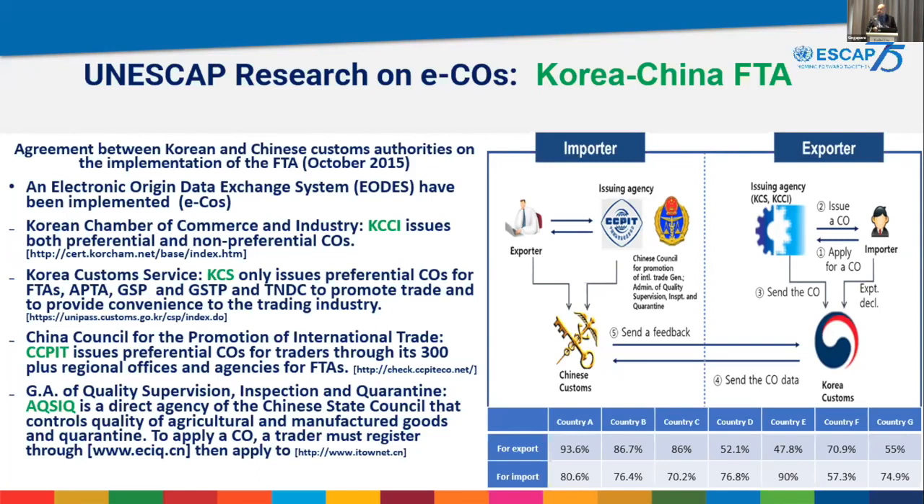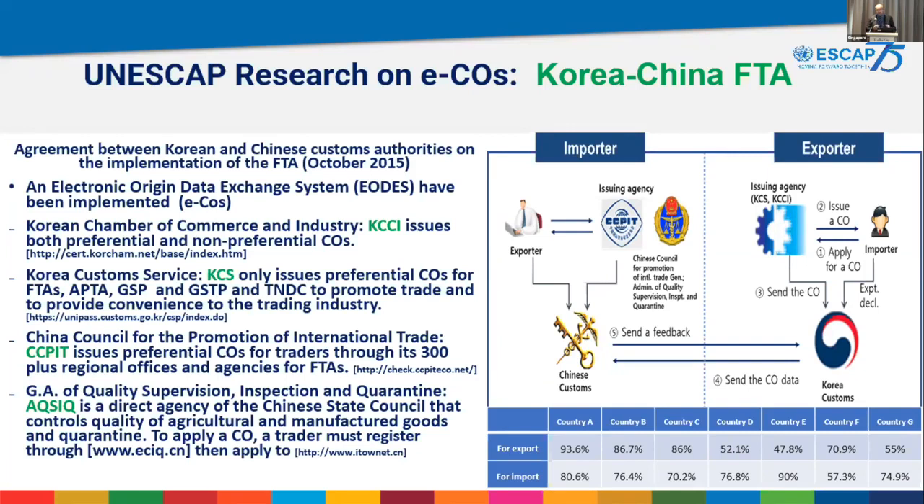Within the FTAs, we have several types of certification. We can have self-certification from the exporter or importer. We can also have authority-based preferential certificates. And one of the cases that we recently researched within UNESCAP was the certificate of origin between China and Korea, the electronic origin data exchange system.